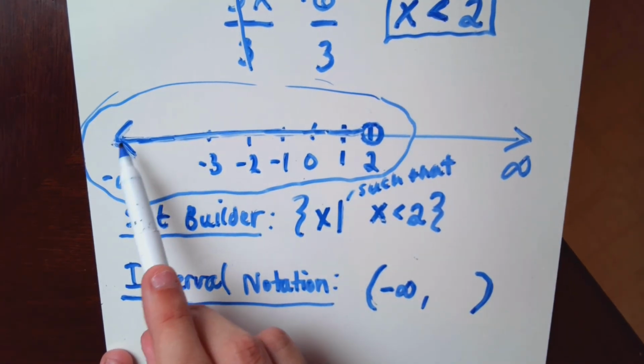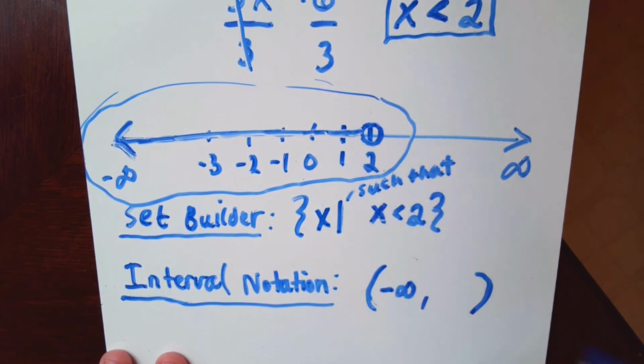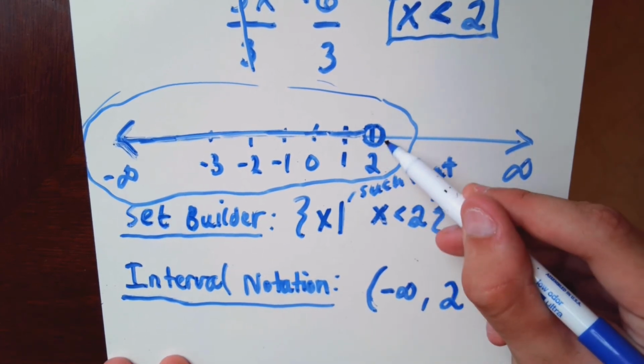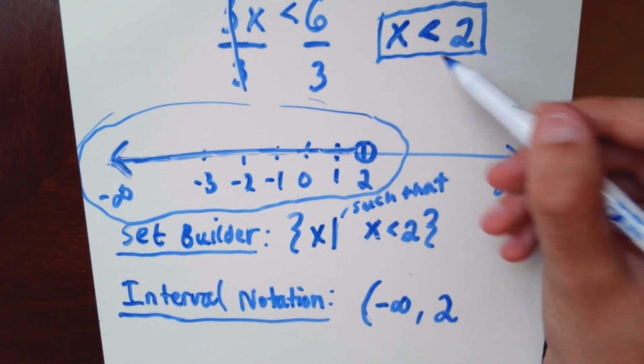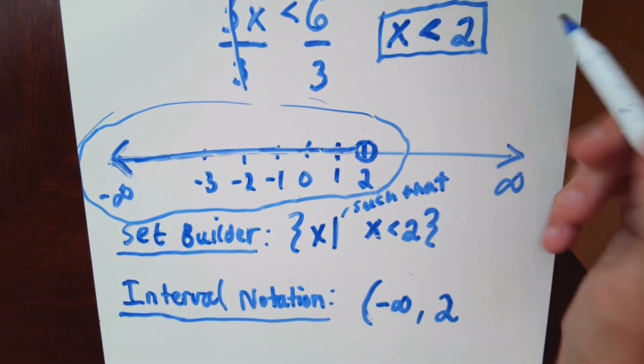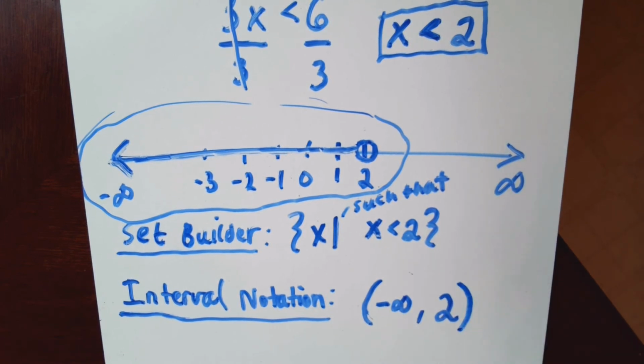And then as we travel to the right, we see that it stops at a value of 2. So it stops at 2, and 2 is not included in the set because we do not have x is less than or equal to 2. It has to be less than 2, so it doesn't include 2. Since it does not include 2, that means we do a parenthesis there instead of a bracket.